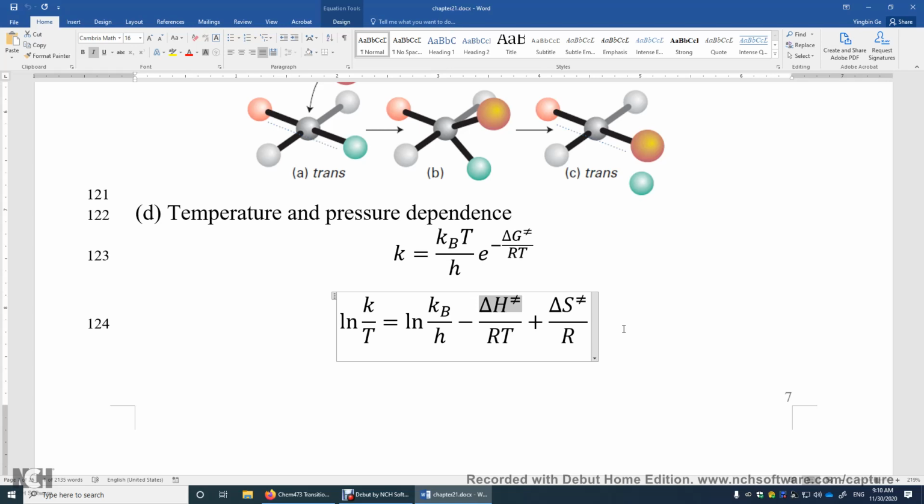And as long as your temperature range is not too wide, we're not going to do a temperature range of several hundred degrees. If you study the same reaction at different temperatures, within, let's say, 100 degrees Celsius, you can assume the integral of delta Cp double dagger times dT is pretty small. It's much smaller than delta H double dagger. So that means delta H double dagger is roughly a constant within that temperature range of less than 100 degrees Celsius.